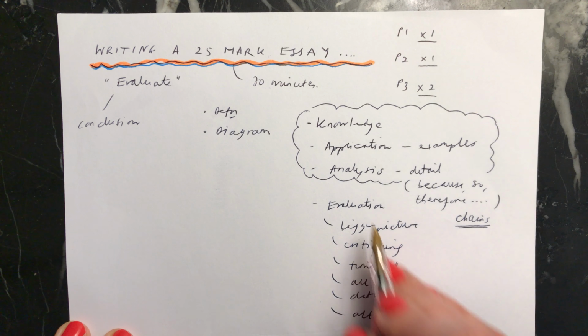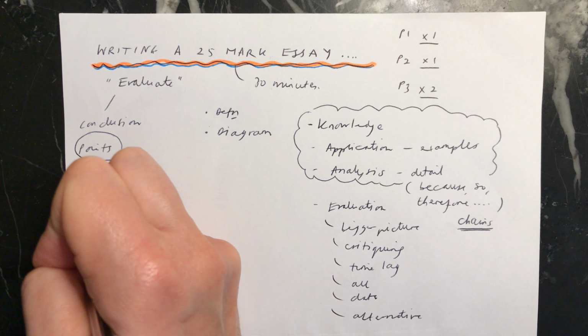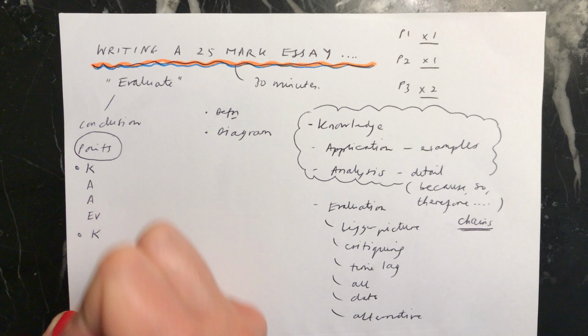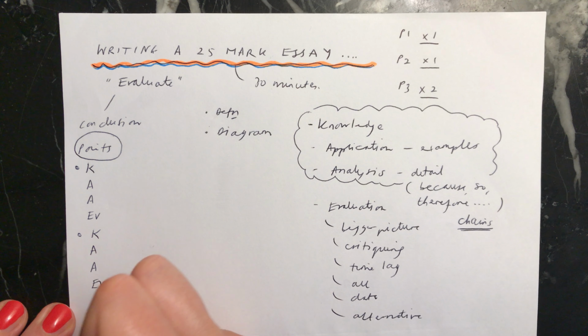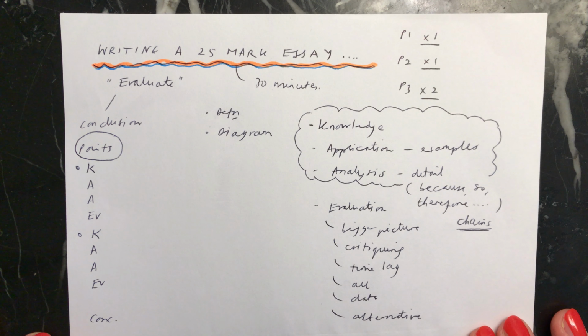And the way that you'll go through the essay is you'll think of a point, you'll make your point, you'll do your knowledge, your application, your analysis on that point. And then at the end of the paragraph, you do some evaluation about that point. So this was your first point. Then your next point, you make the point, you do your knowledge, your application, your analysis, and then you evaluate that point. And you keep doing this repeatedly. And then at the end, you do your conclusion.